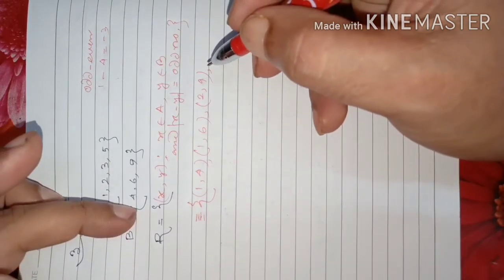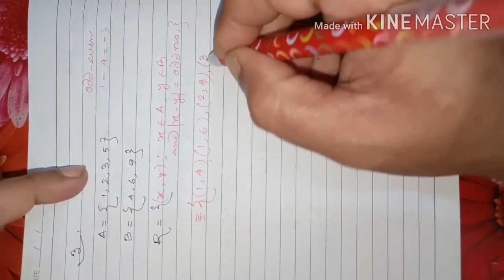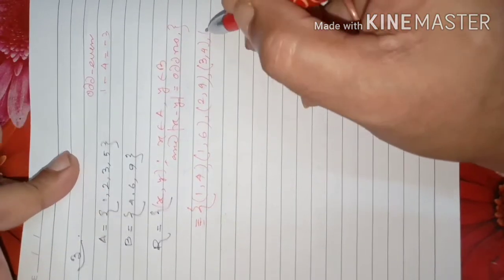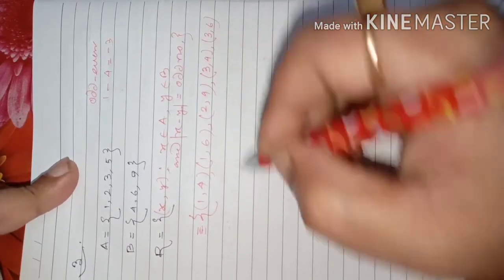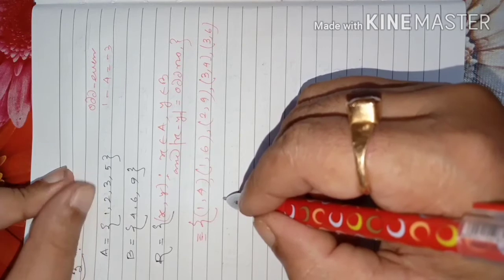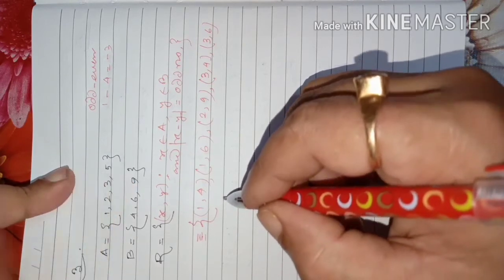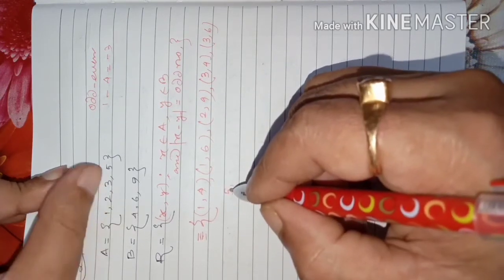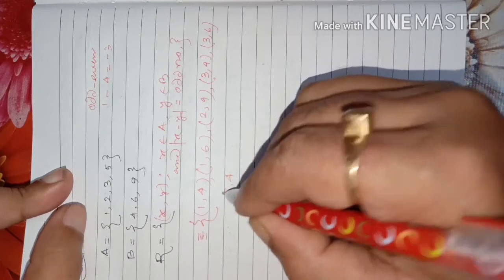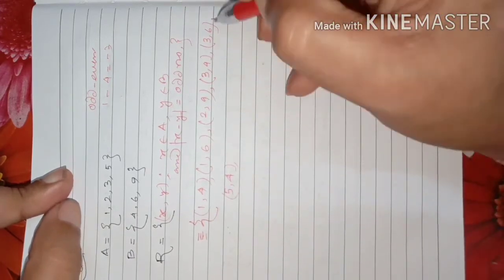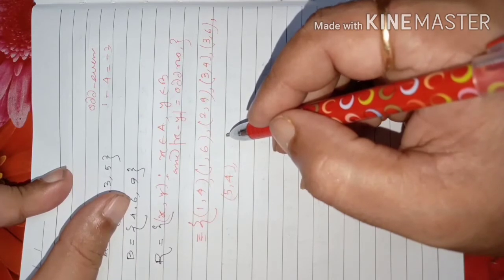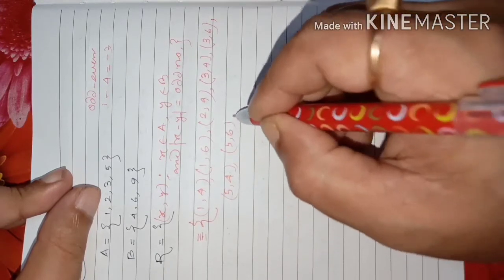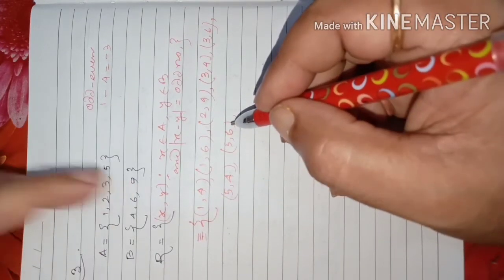Next pair by 3. 3 minus 4 is minus 1, an odd number, so 3 with 4 you can take. Next, 3 minus 6 is minus 3, an odd number, so 3 and 6 you can take. Which 9 can we take? 3 minus 9 is 6, an even number, you cannot take. Then by 5 you try. 5 minus 4 is 1, an odd number, so we can take (5, 4). Next, 5 minus 6 is minus 1, an odd number, so (5, 6). Then 5 minus 9 is minus 4, an even number.